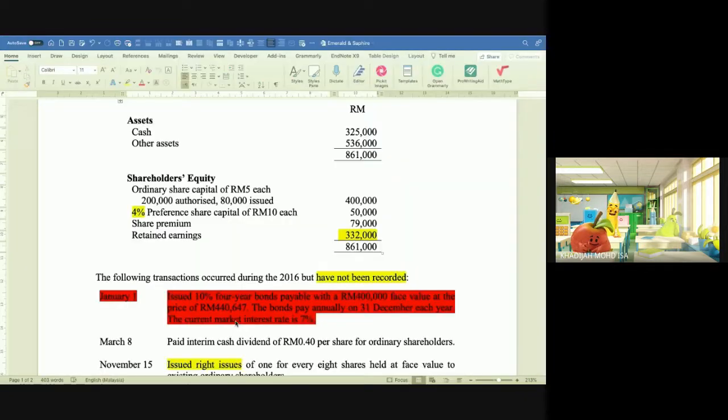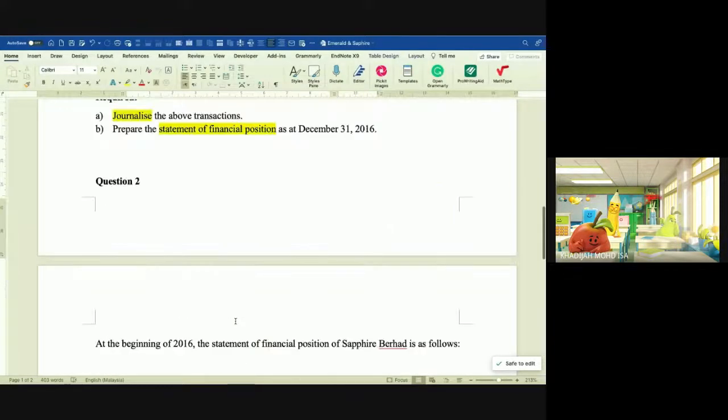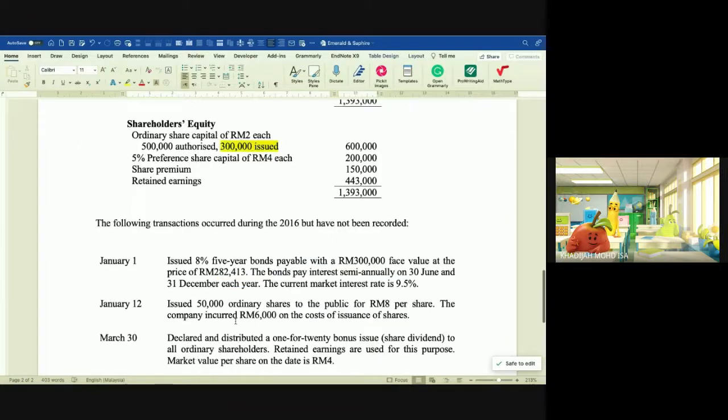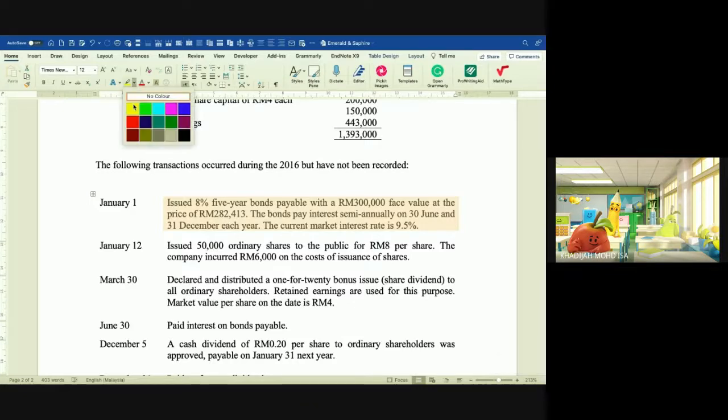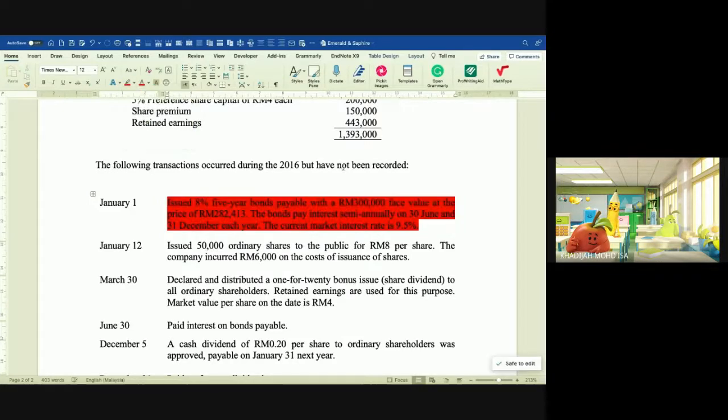So the next question. Given this, you have this issued share. If you are able to understand the first question, the method will be the same. You see that it issued an 8% 5-year bond, 300,000 face value for 282. So it's issued at a discount. The bond pays interest semi-annually on 30th June, and the current market interest rate is 9.5%. Maybe the 9.5% is the interest that you pay.